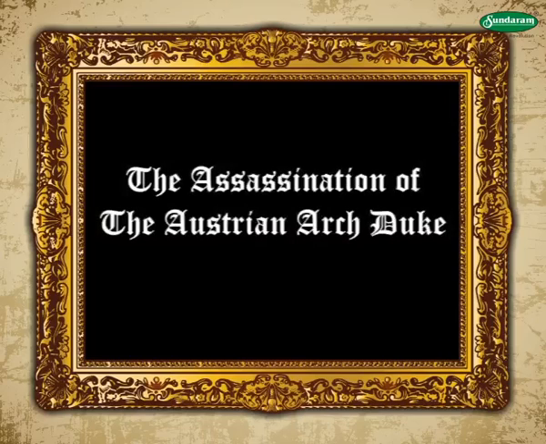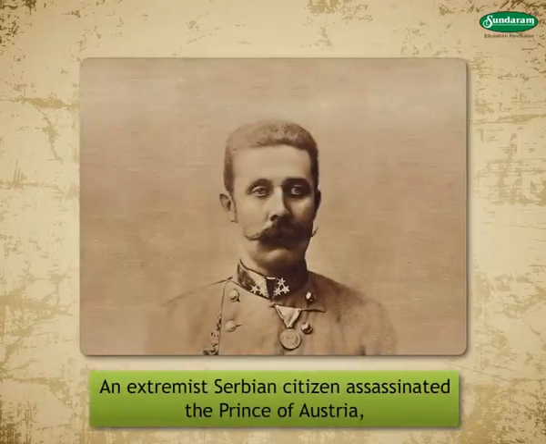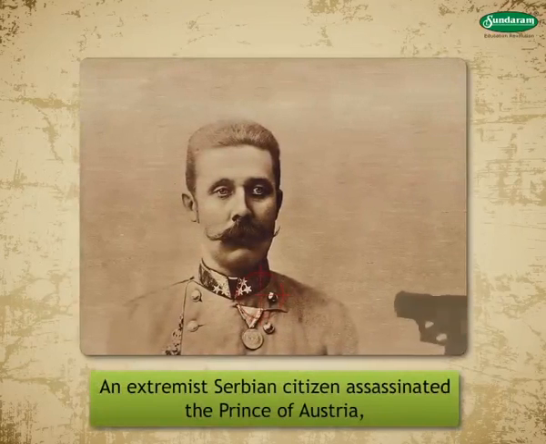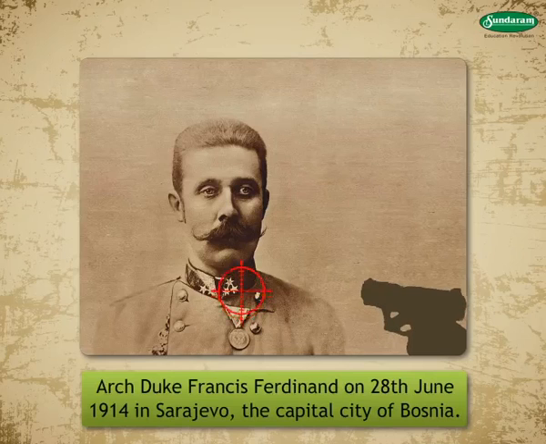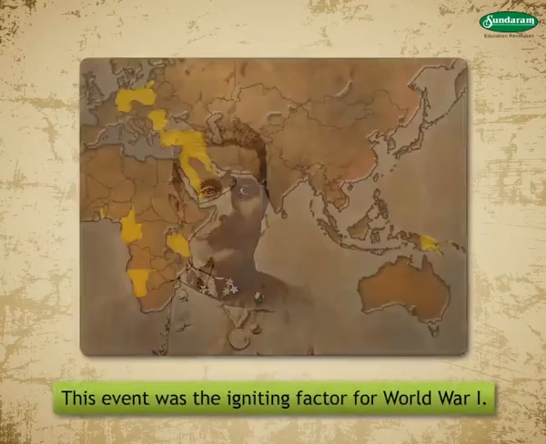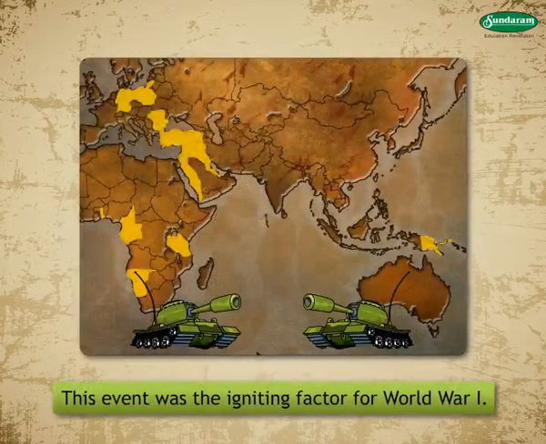The assassination of the Austrian Archduke. An extremist Serbian citizen assassinated the Prince of Austria, Archduke Francis Ferdinand, on 28 June 1914 in Sarajevo, the capital city of Bosnia. This event was the igniting factor for World War I.